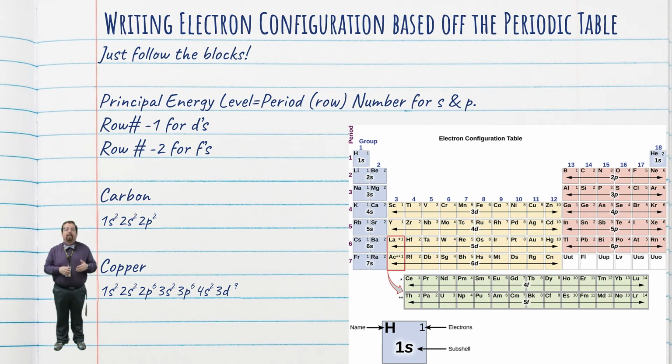Finally, to get to copper, we've got to go 9 elements into the d block on the fourth row. The d's are 1 minus the row number, so it's actually called the 3d section. So we go 9 elements into the 3d section, and we end up with 3d9 as the last bit we write down for the electron configuration. It's also important to note that the f section is 2 less than the row that it happens to be in. So in period 6, we run into the 4f, and in period 7, we run into the 5f.